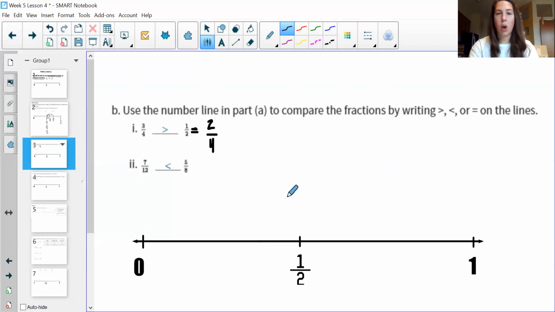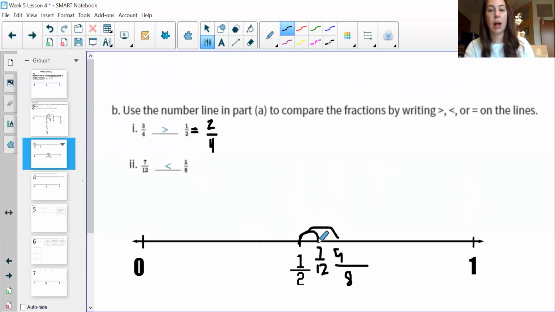They're both greater than 1/2, but let's think about the distance from 1/2. So 7/12 again is just one teeny tiny 12th away from 1/2, whereas 5/8 is 1/8 away, which is a greater distance. So since 5/8 is farther away from 1/2 than 7/12, we know that 5/8 is bigger.